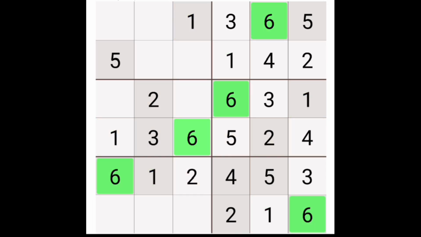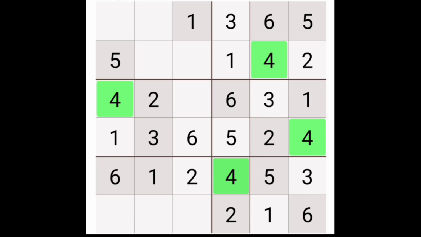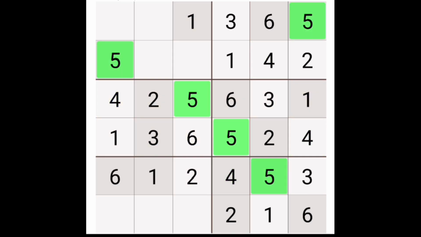Okay. Now let's complete the same box. In this box, 2, 1, 3, 6 are there. 4 and 5 are missing. So 5 cannot come here because 5 is here. Only 4 can come here and 5 will come here.